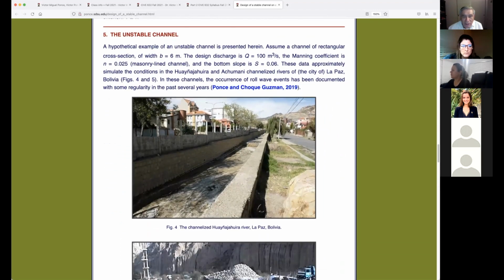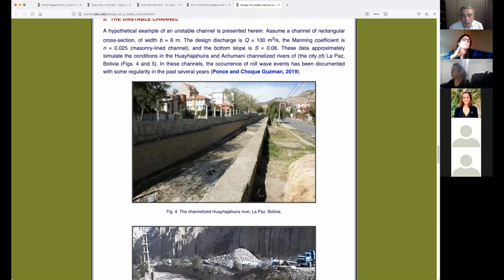The unstable channel. A hypothetical example is presented here. Assume a channel of rectangular cross-section of width 6. Actually, the Bolivia channels, I think, is 5.6. But we are not really zeroing in on the Bolivia channels. We want to use the Bolivia channels as a reference for what we're going to be doing. The bottom slope 0.06, theirs is 5.6, something on that order. Approximately simulate the conditions of the Huayna, Hiawira, and Achumani channelized rivers of La Paz.